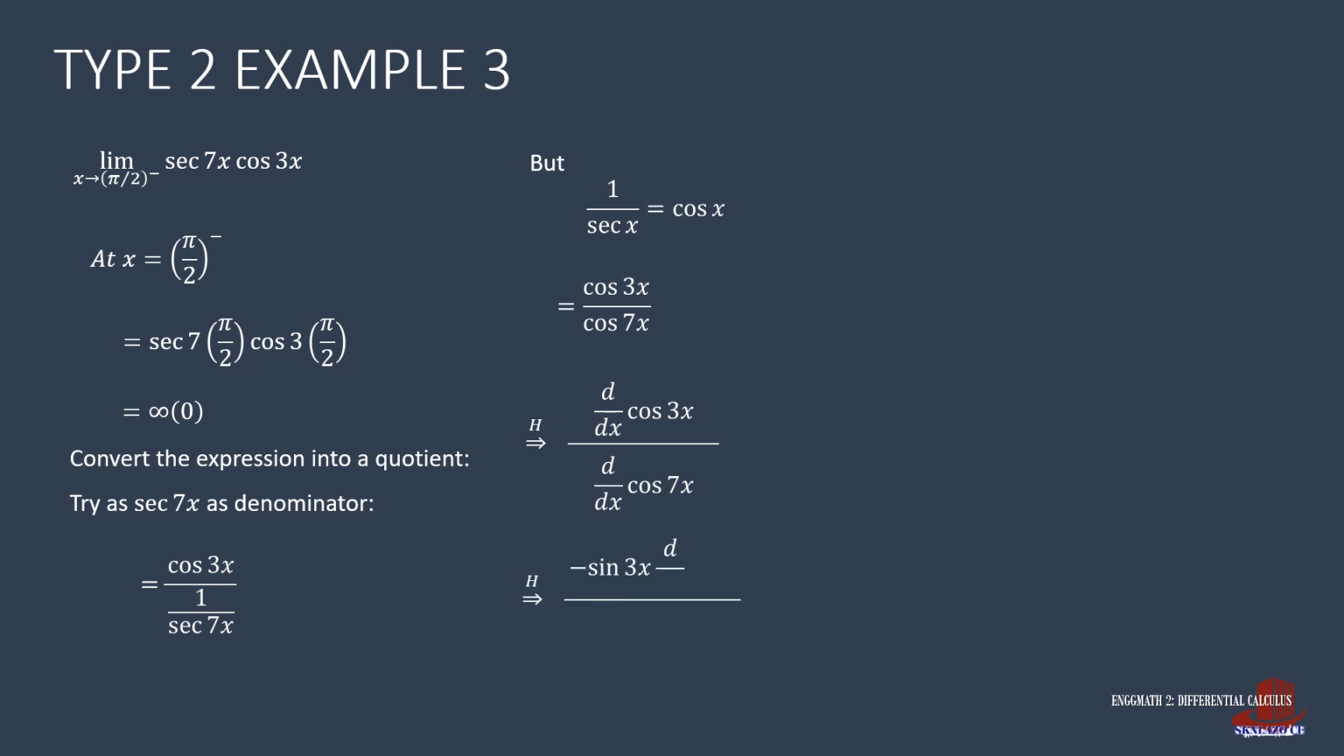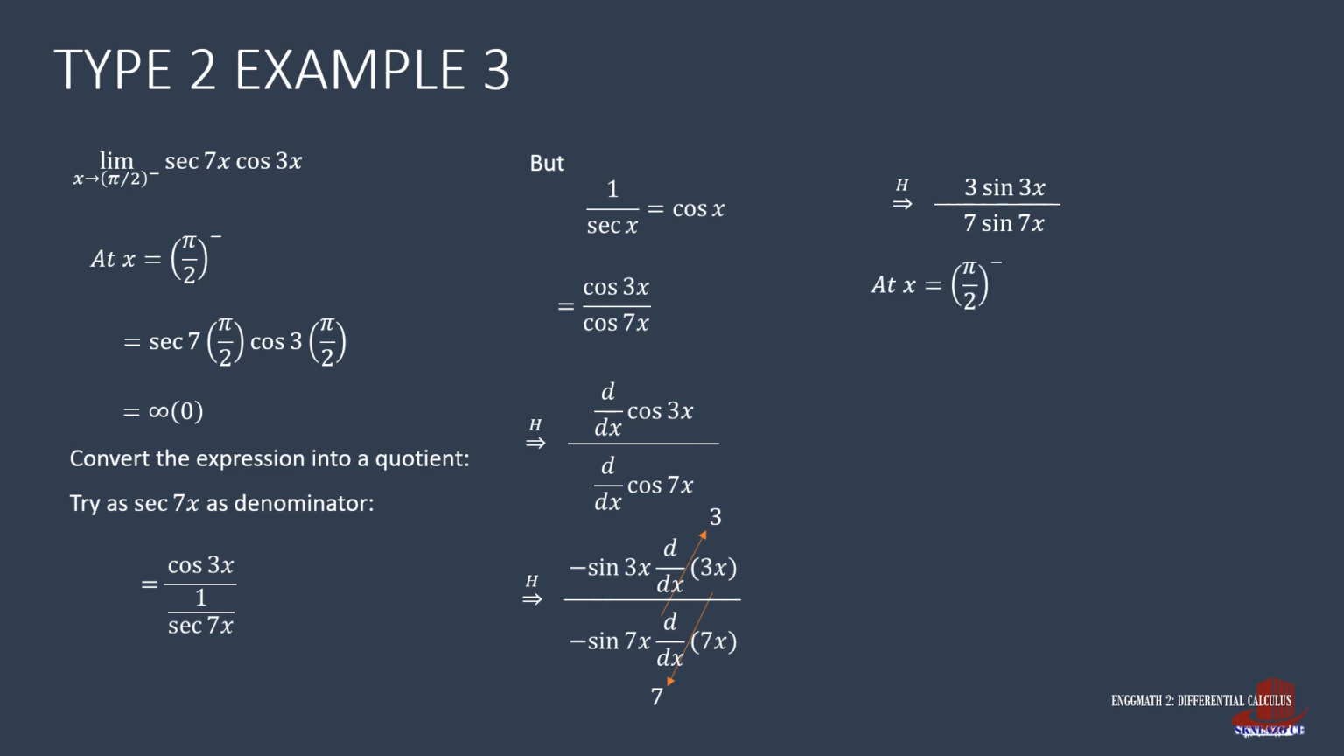The derivative of cosine is negative sine times the derivative of the inner function 3x. In the denominator, we also get negative sine of 7x with the derivative of 7x, where the derivative of 3x is 3 and the derivative of 7x is 7. The equation turns into 3 sine of 3x over 7 times sine of 7x.